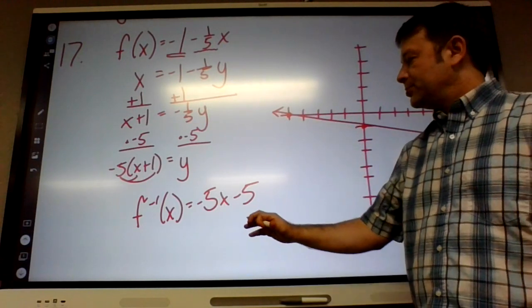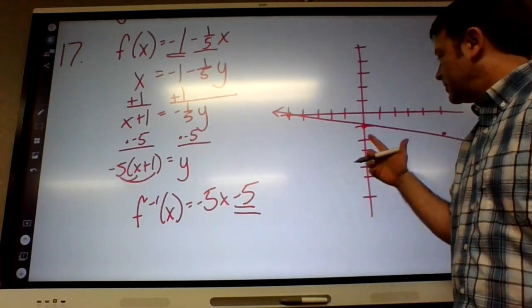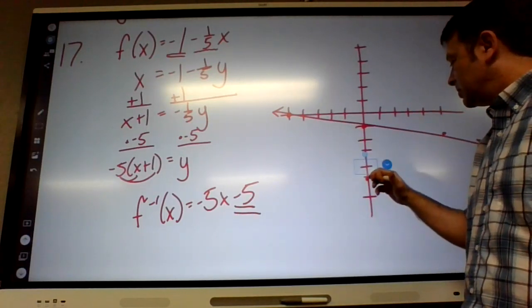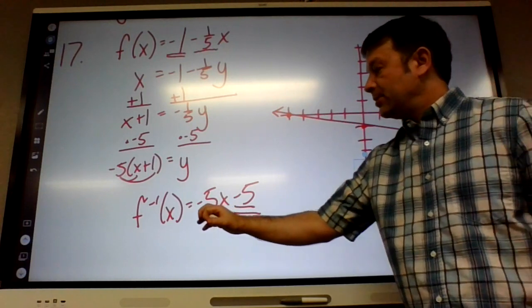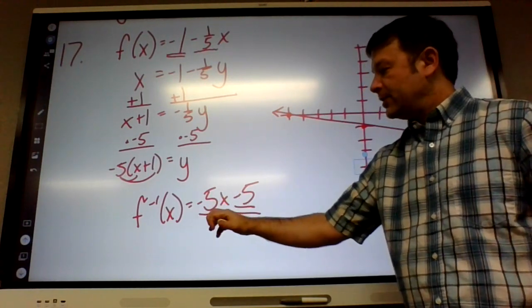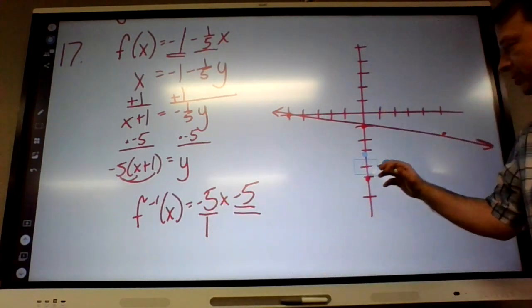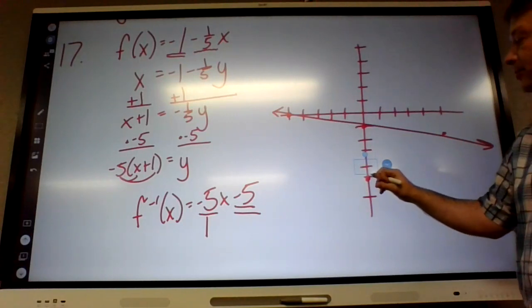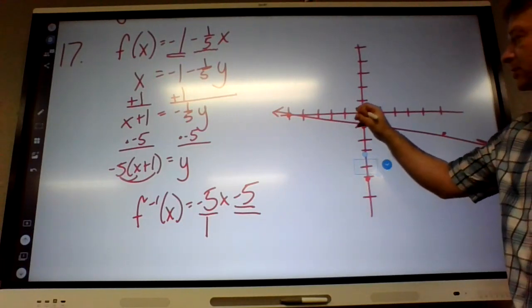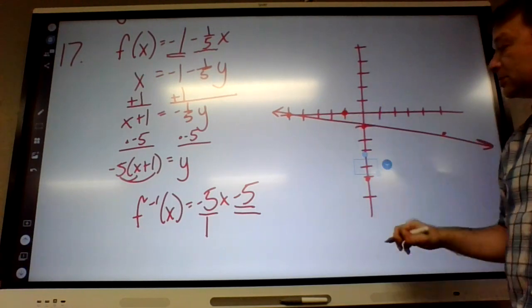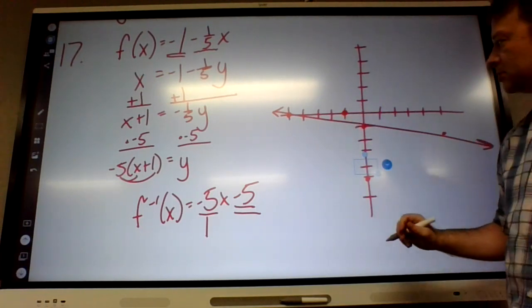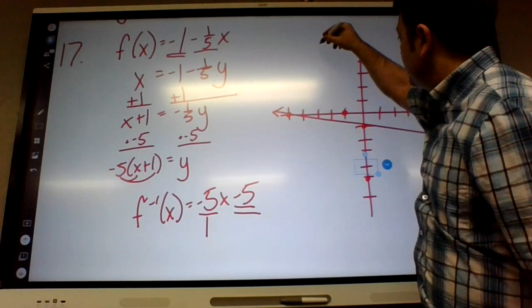Where am I going to start this one? -5, 2, 3, 4, 5. And I'm going to go down 5, right 1, but since that's off my graph, I'm going to go backwards. Up 5, left 1.